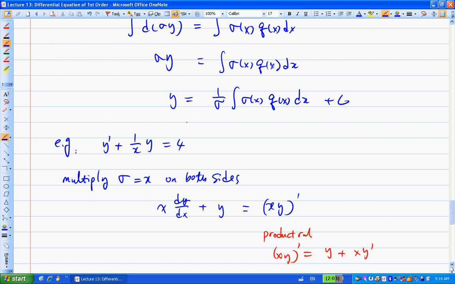Yes? Sigma of x and sigma are basically the same thing? Are those the same idea? Come again? You have sigma as a function of x, and you just wrote it as sigma. Oh yeah, same thing. If I write just sigma, that just means sigma is a function of x. Okay. Is that good?